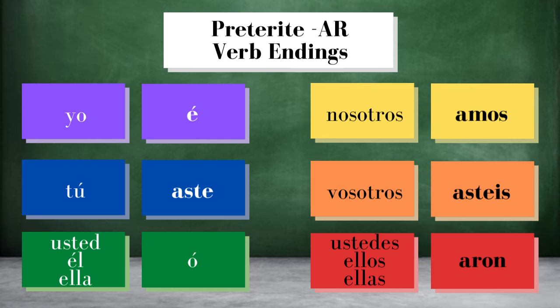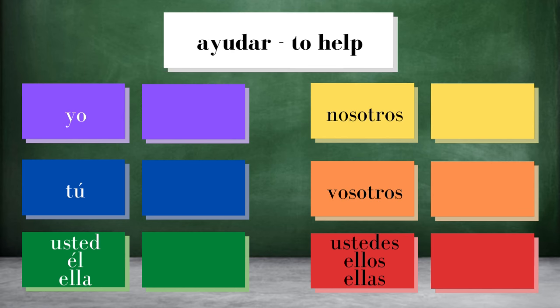These are all of the preterite AR verb endings. Yo ends with e con acento, é with an accent. Tú ends in aste. Usted, él, and ella ends with o con acento, or the letter o with an accent. Nosotros ends in amos, vosotros in asteis, and ustedes, ellos, and ellas end in aron. Now let's see if you can conjugate AR verbs in the preterite tense.